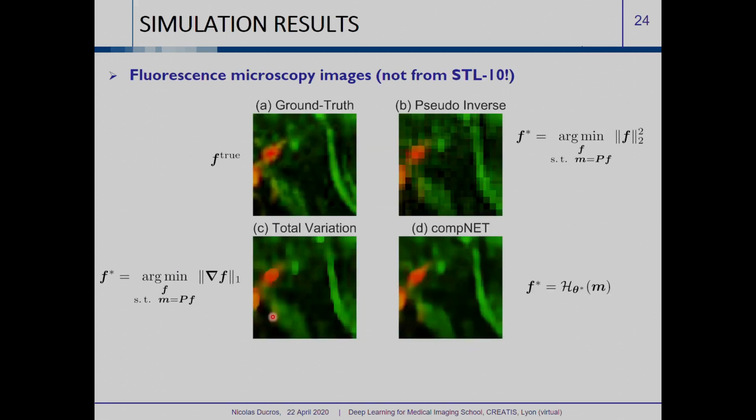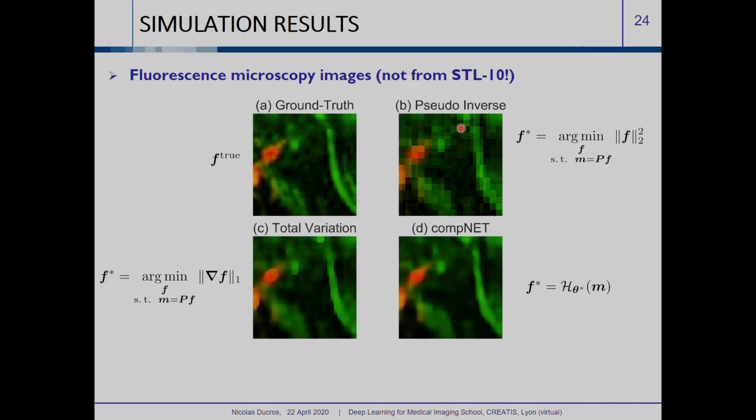In this figure, we consider a fluorescence microscopy image of melanoma cells, in green, migrating on a blood vessel surface, here in red. We obtain an improved peak signal-to-noise ratio with the proposed completion network. So here we have the proposed completion network compared to the pseudo-inverse network. The pseudo-inverse network is here.